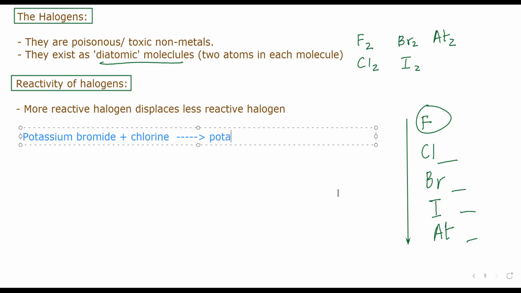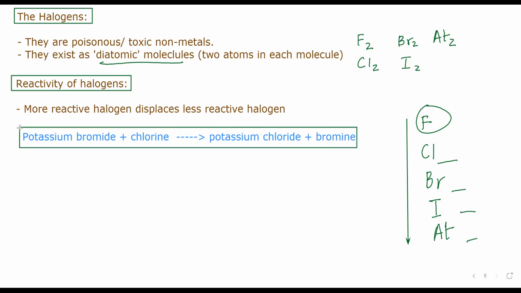So potassium chloride plus bromine will be formed. And why is it going to be formed? Because chlorine, being more reactive, has already displaced bromine from its compound, taking its place, right?